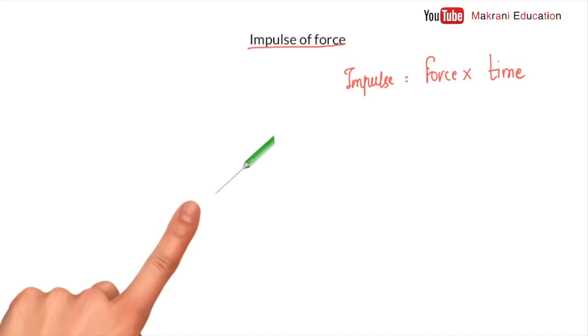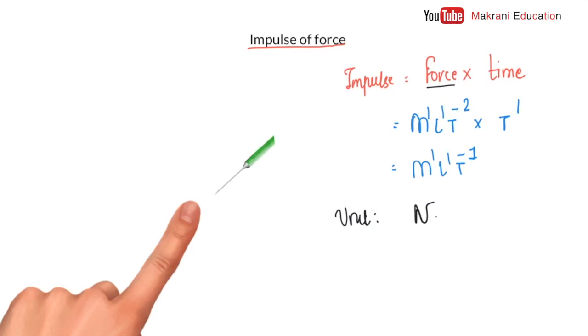So force has a dimensional formula of M1 L1 T to the power minus 2, and time has a dimensional formula of T1. So we can say that M1 L1 T to the power minus 1 is the dimensional formula of impulse of force, and its unit can also be given: unit of force is Newton and unit of time is second. So Newton second is the unit of impulse of force. Hope you have got the concept.